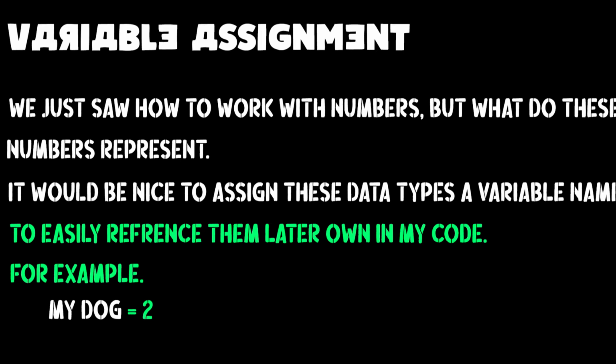It would be really nice to assign these different data types, these different kinds of numbers, to a variable name, to easily reference them later on in our code and perform some kind of operations on them. What do I mean by this? Like suppose I have two dogs. So I will just create a variable by the name of my dogs and assign that my dog variable the number 2. So whenever I reference my dog, it will represent that I have two dogs. So that way I can just display that somewhere, or I can perform some operations on them.